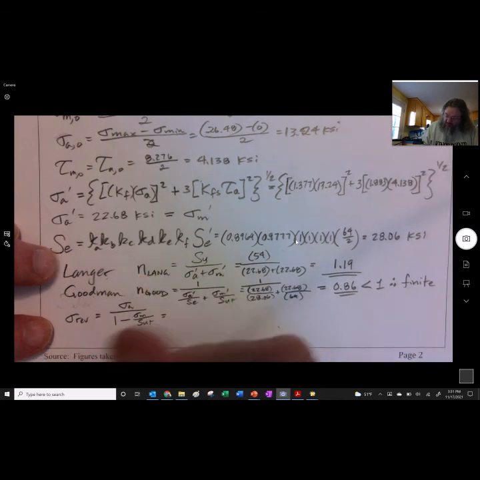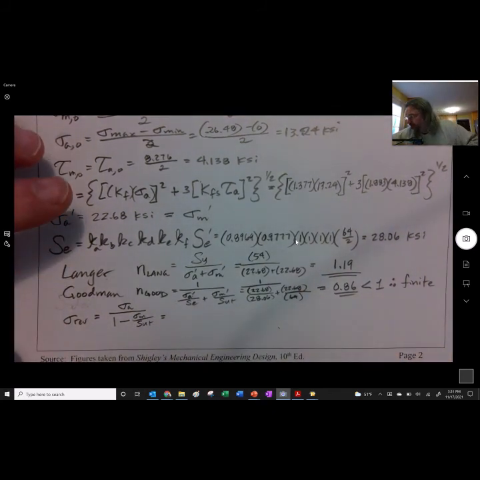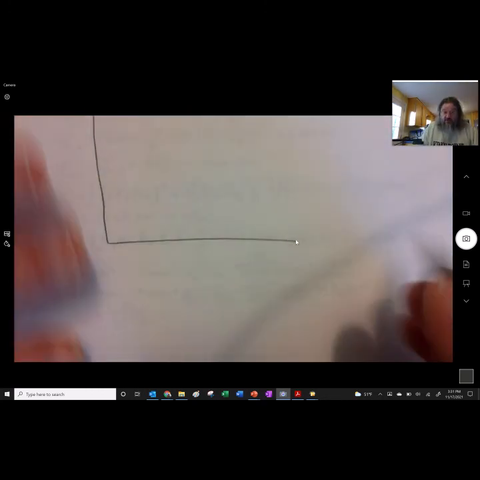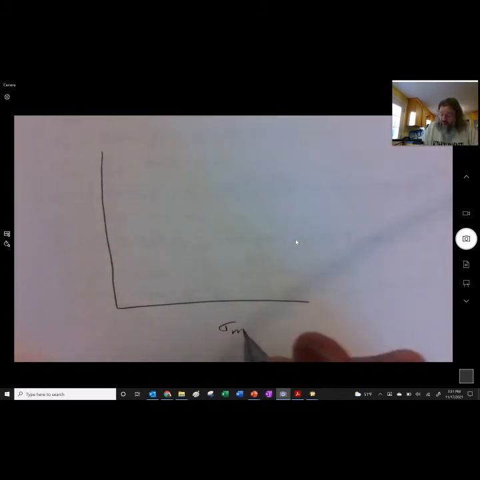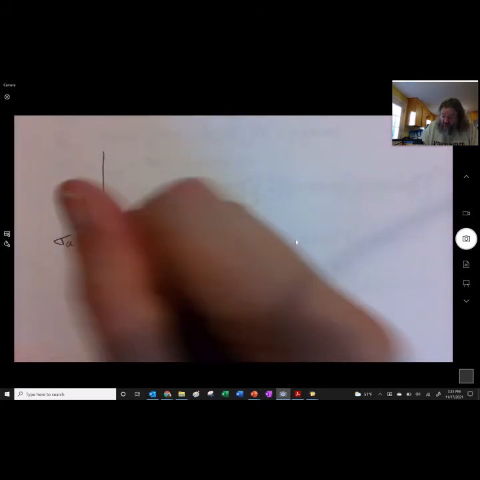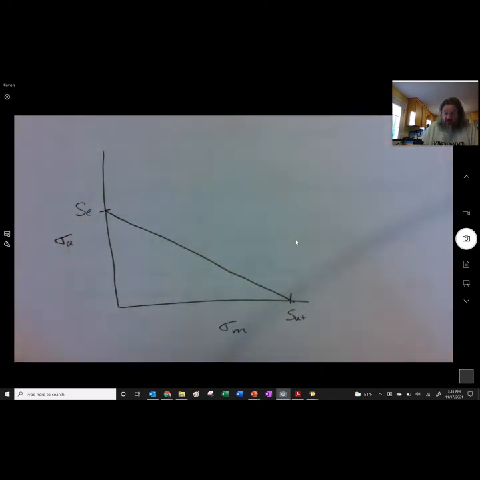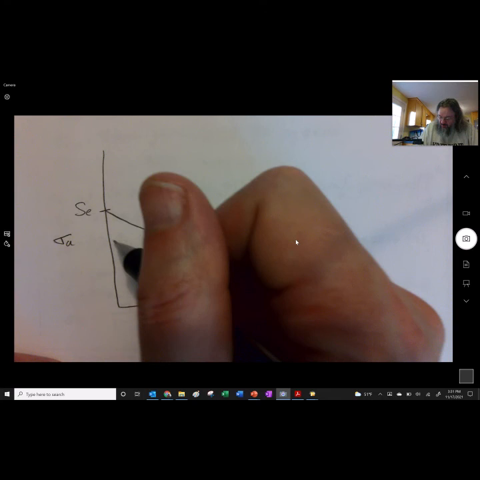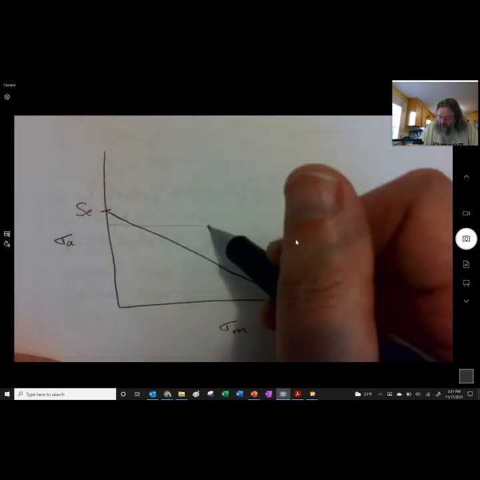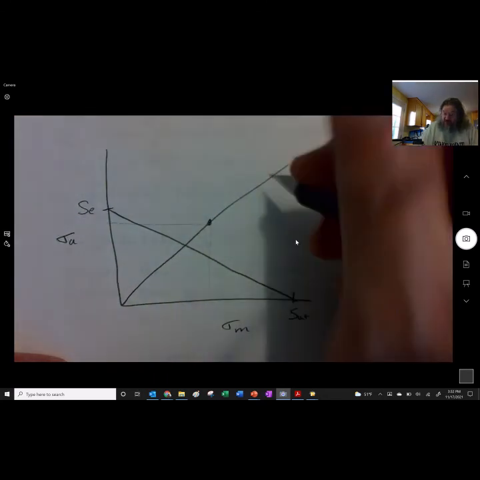And what that's effectively doing is drawing a line through our, I don't have graph paper here, but I can draw the thing out on a separate sheet of paper. Remember, what we've done here is on a graph of alternating versus mid-range, we've taken our endurance strength and our ultimate strength and drawn a line, kind of like that. And in this case, we're just below there. Right here, this should be like a 45-degree line because they're equal to each other for this special case. That's the load line.